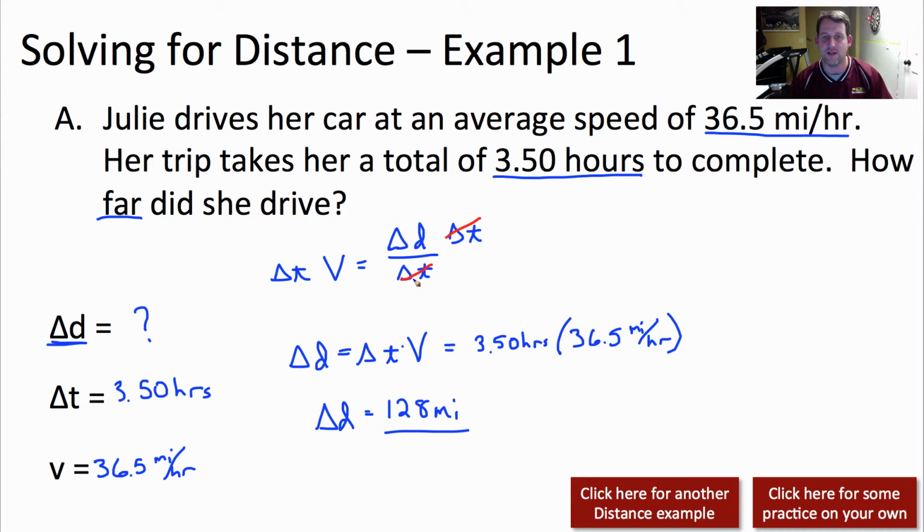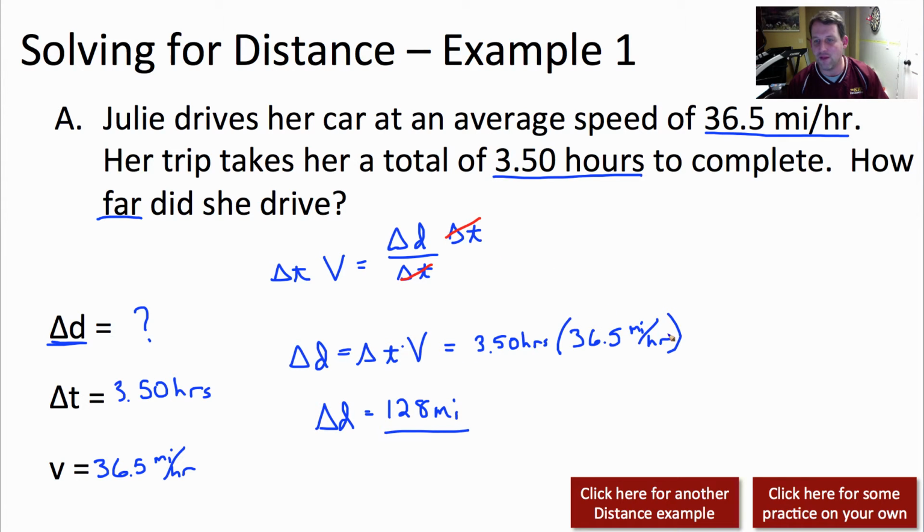Now the work you have to show is all of this stuff. You have to start with V equals D over T. Always start with this base equation and then show how you get D by itself by multiplying both sides by T. Show the new equation written down. Be sure to show that. And then show the numbers plugged in, each of the numbers with units. And then a final answer with units.